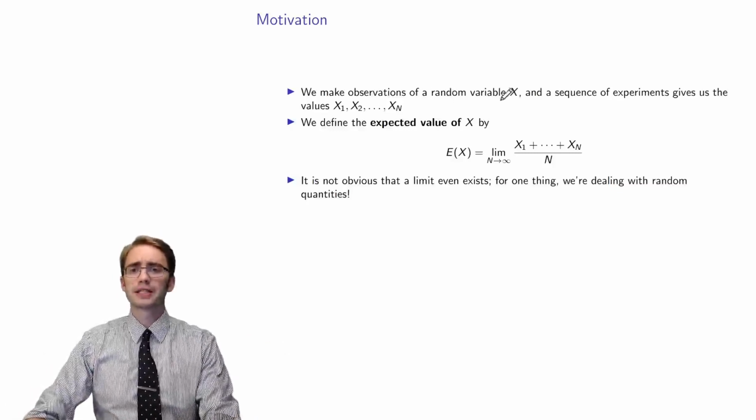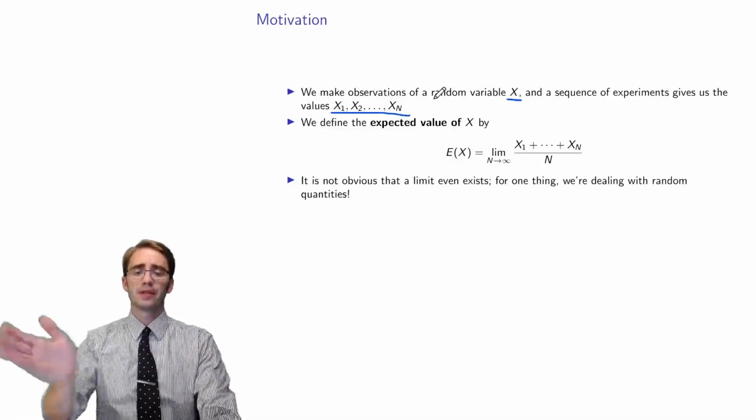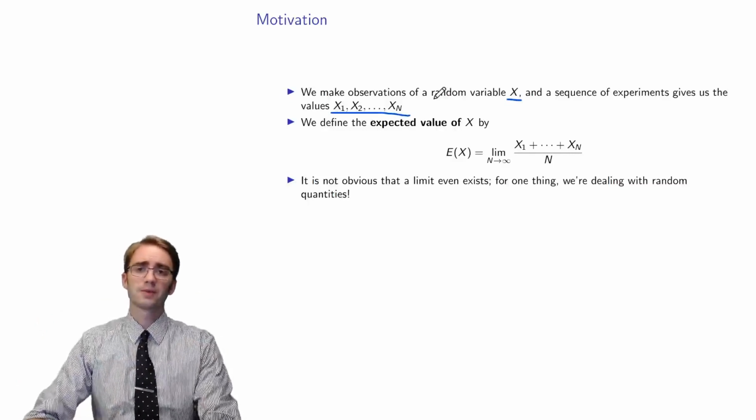You make observations of a random variable x. You take a bunch of experiments, and you have a bunch of different samples of this random variable, x1 through xn.